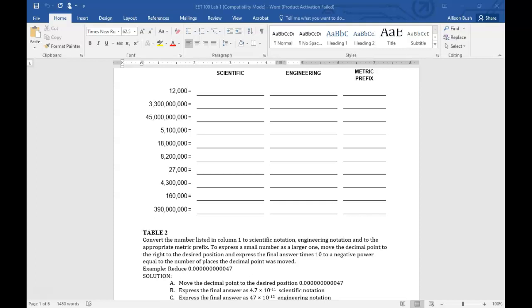Okay? Anybody got questions about positive powers of 10? What's the biggest thing you need to remember when dealing with this, guys? You need to track how many times you move that decimal, right? Yep.